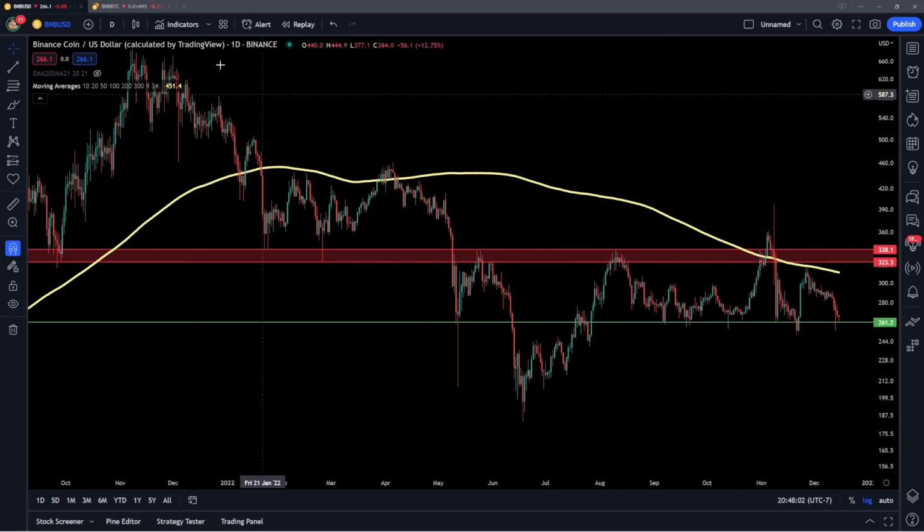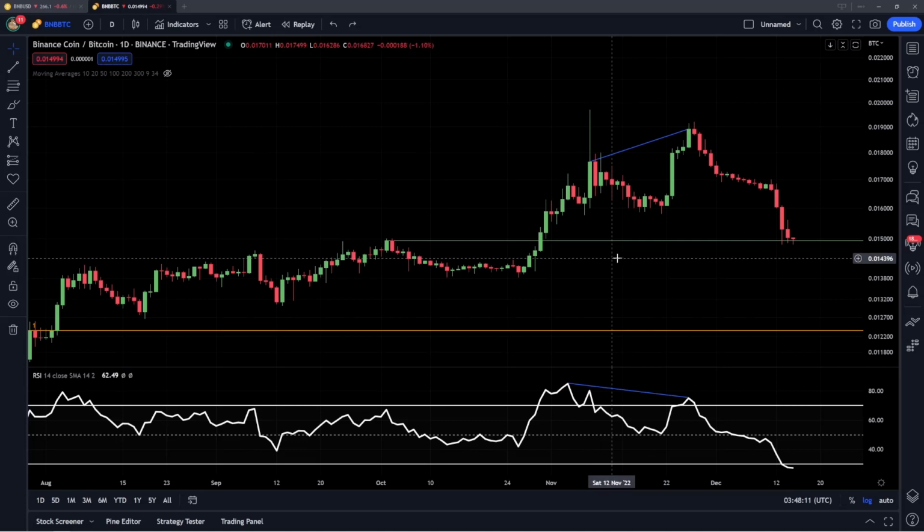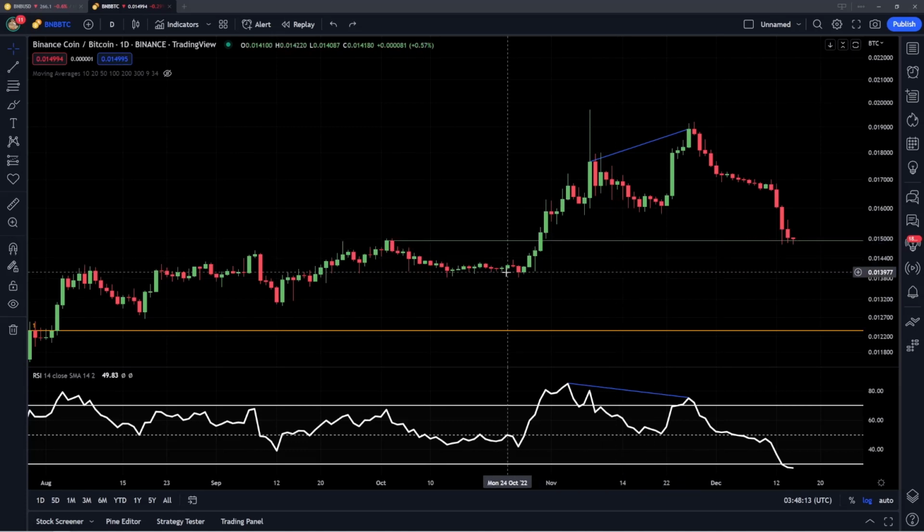So to begin, I really do want to start off on the BNB Bitcoin ratio. I really do think this is an important chart to pay attention to because it gives you a great idea of the opportunity cost associated with Binance Coin, where it's showing us how it is performing with respect to Bitcoin. And in general, this has been in a longer term uptrend.